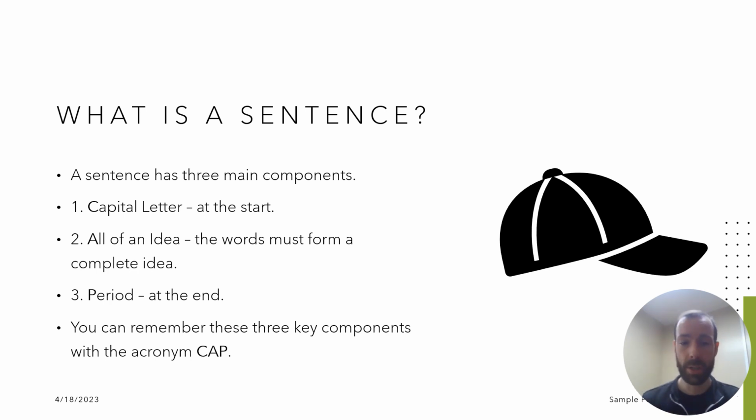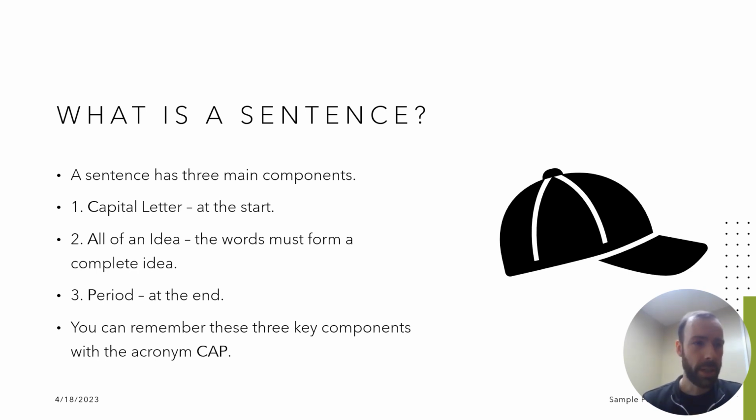The first thing we want to do is to put a capital letter at the start. That tells us that we're beginning a new sentence. The second thing we want to do is make sure that we have all of an idea in the middle, that our words for our sentence form a complete thought or a complete idea. And we'll talk about what that means in just a moment.